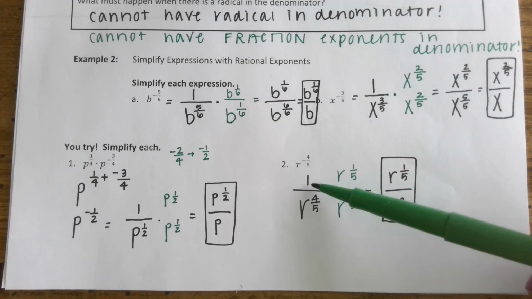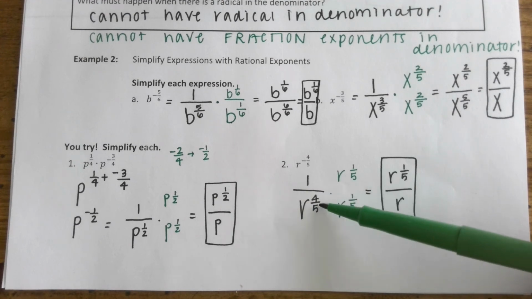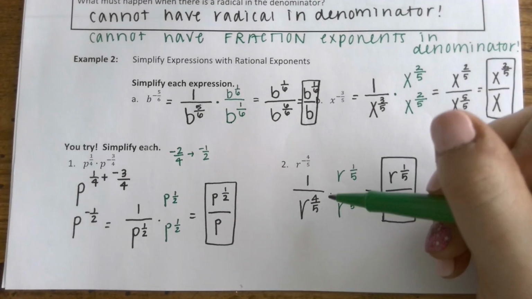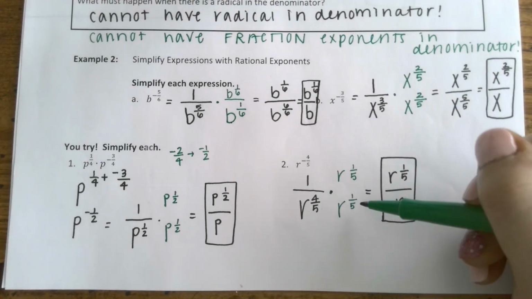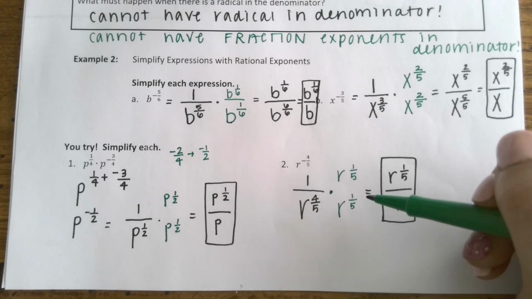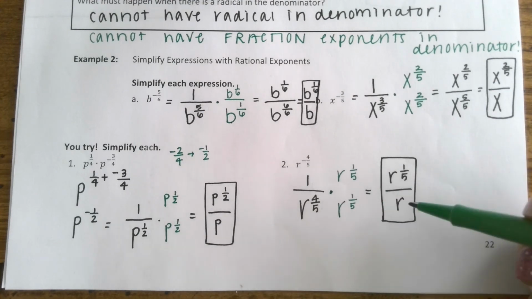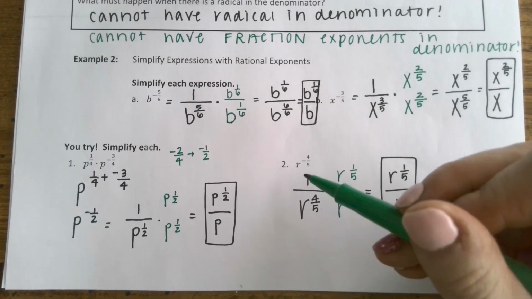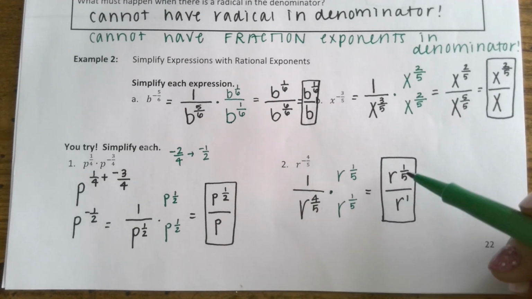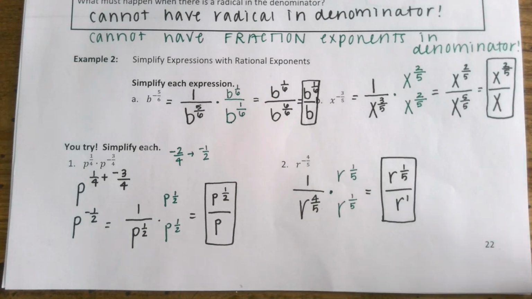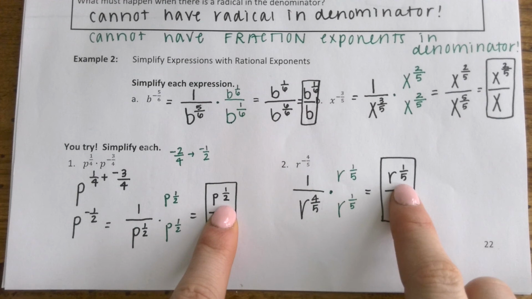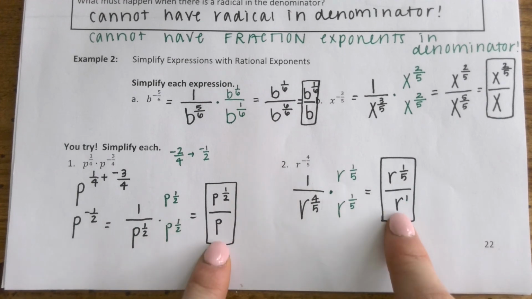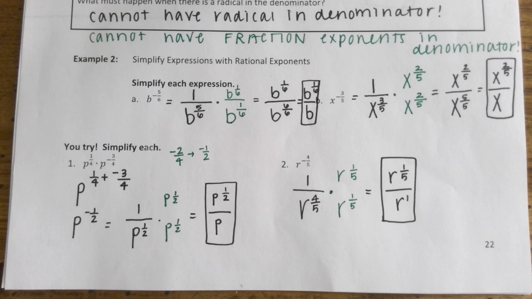Now I can't have this fractional exponent in the denominator. I already have 4 out of 5, so I multiplied by r to the 1/5. 4/5 plus 1/5 gives me 5 out of 5, which is just a 1. So you could put r or r to the first here. And on the top, we have 1 times r to the 1/5, which is just r to the 1/5. Again, I want to point out that it is okay to have these fraction exponents in the numerator, but you cannot have them in the denominator. Let's go ahead and turn our page and look at another type.